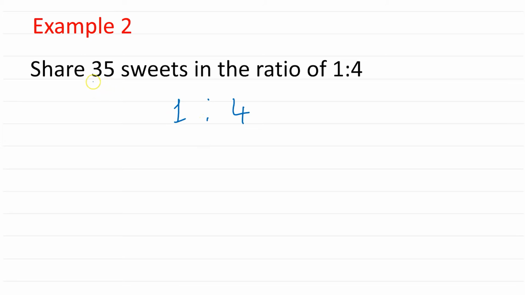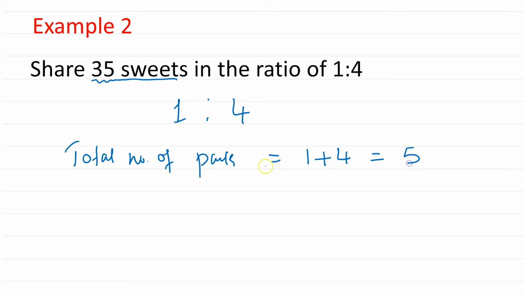Now I have to share 35 sweets in this ratio. What we need to do is find the number of parts. So the total number of parts is going to be equal to 1 plus 4, which is 5. So I have a total number of parts as 5.